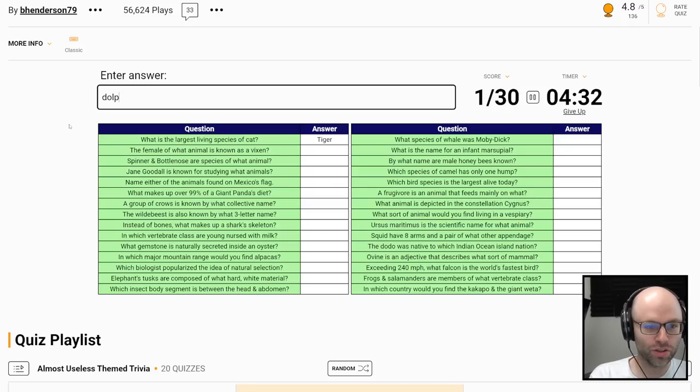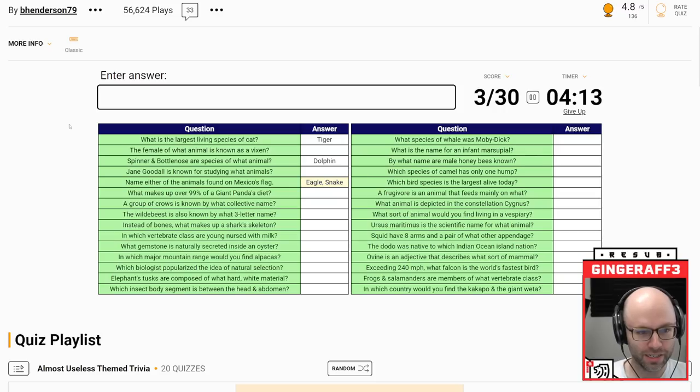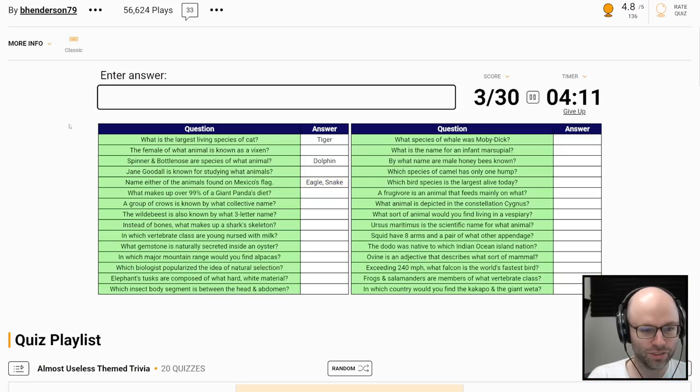Spinner and bottlenose are dolphins. Jane Goodall studied apes. She studied primates. She studied monkeys. She studied bonobos. She studied gorillas? Did I not type gorillas? Name either animal on Mexico's flag. A snake. What makes up a panda's diet? Bamboo. Group of crows called a murder.